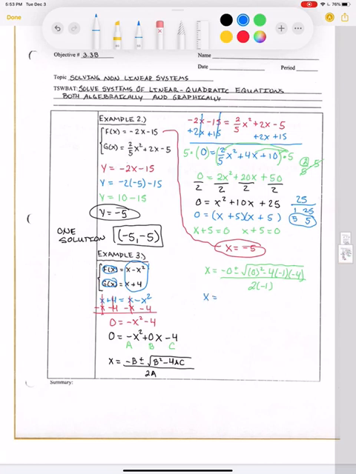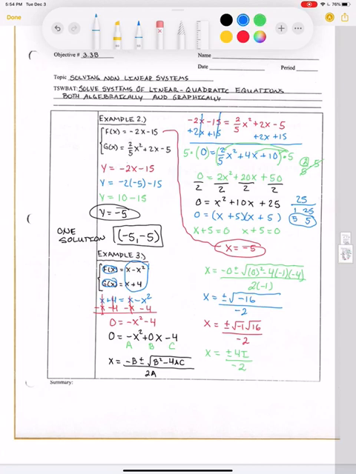So x equals positive or negative square root. Negative 4 times negative 1 is a positive 4. Positive 4 times negative 4 is negative 16 divided by negative 2. Now, the square root of negative 16, remember I can take that negative out. And the square root of negative 1 is i, so x equals positive or negative 4i divided by negative 2.